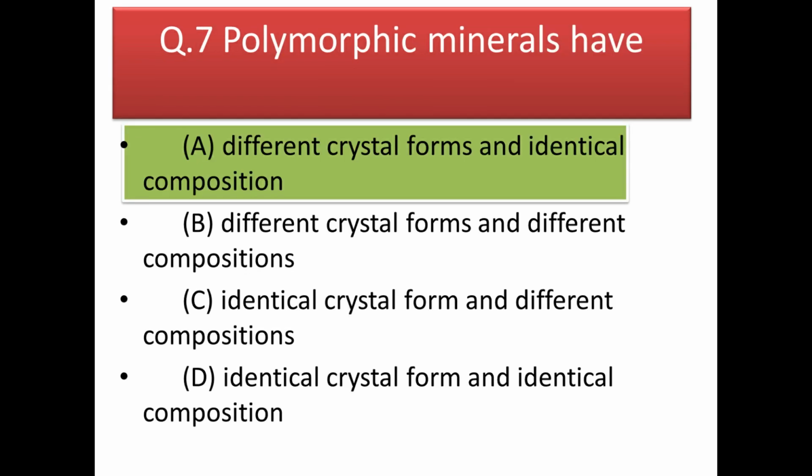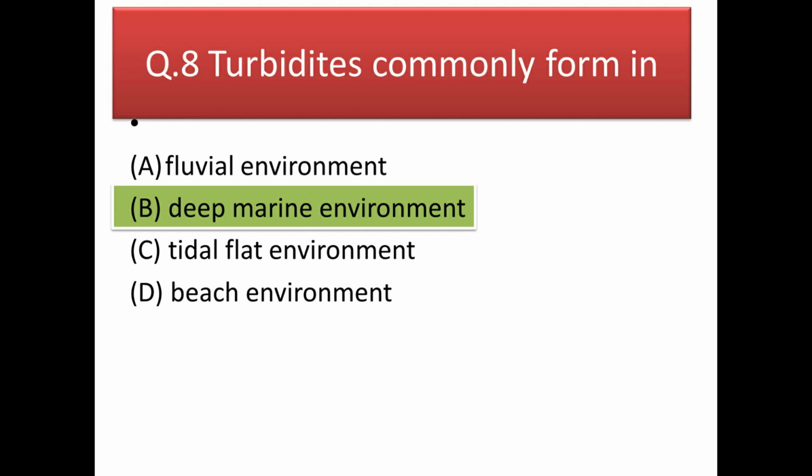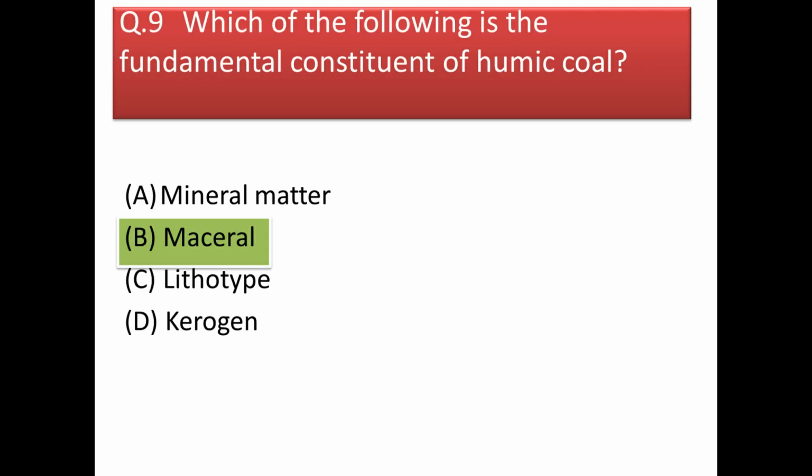Okay. Next question. Polymorphic minerals have different crystal forms and they are identical in composition. Because from the name also you can see, polymorphic, that is, they are different in their crystal forms. They are different in how they look. Next question. Turbidites are commonly formed in a deep marine environment.